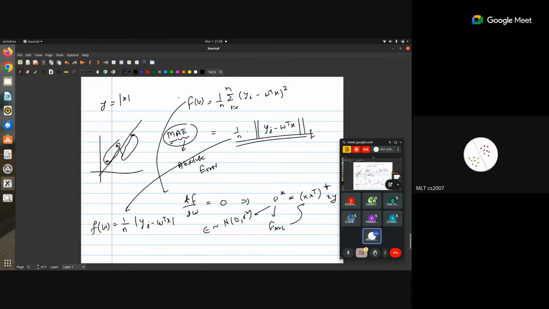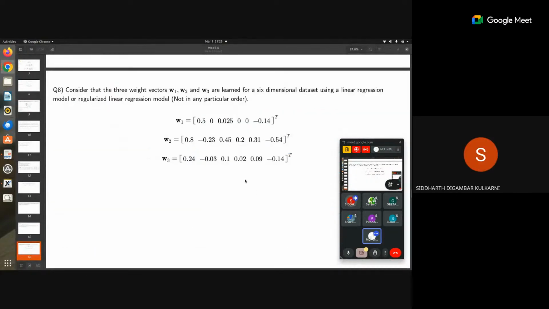Y equal to mod of x. Yes, correct, sir. The mod of x graph is not differentiable at one point, at x equal to 0. Otherwise it is differentiable, right? So you'll have to make it a piecewise function and do it. See, it's not easy. Or you take what sir has said about subgradient. Yeah, that method is there.